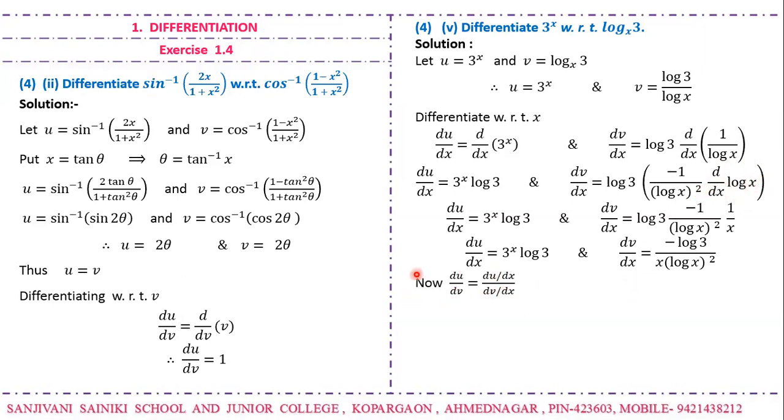So now use the parametric differentiation formula and put those values. You get the result du by dv is minus 3 raised to x into (log x) whole square.